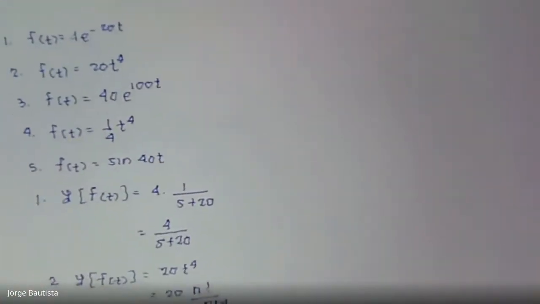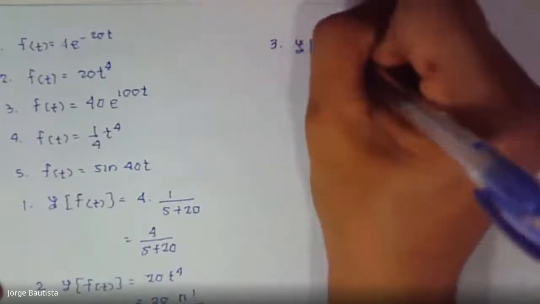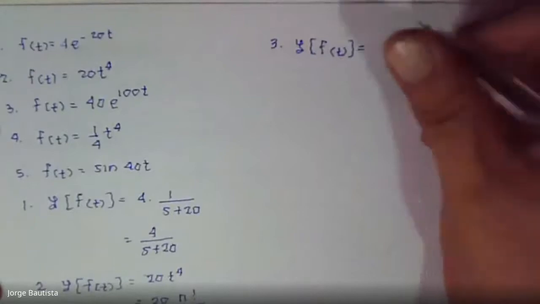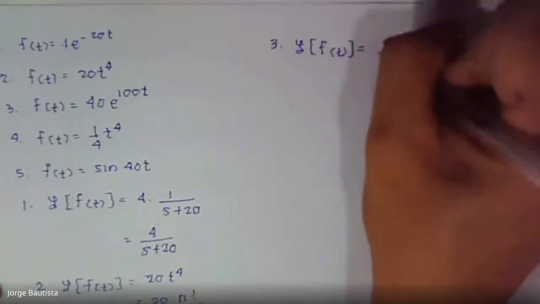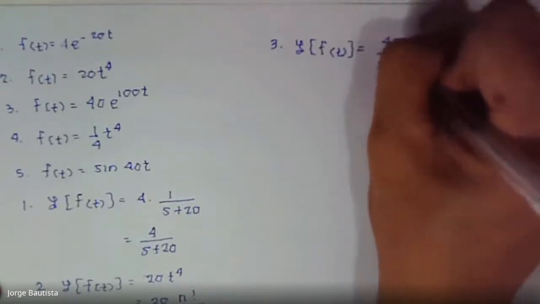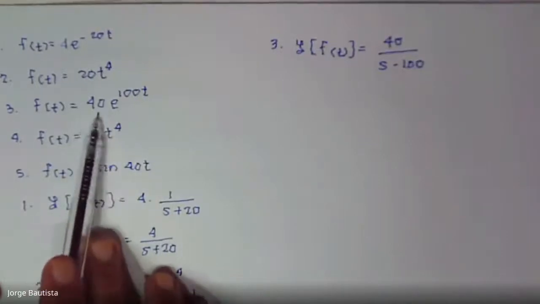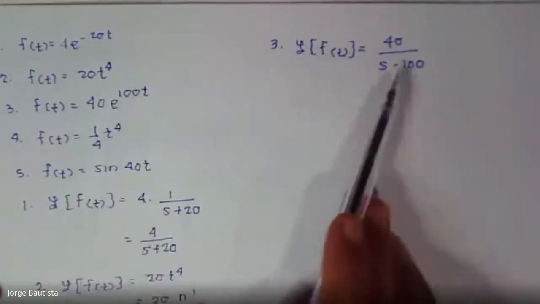Okay, number 3. Dito na tayo. You have Laplace ng function f of t, that is 40 over s minus 100. Diba? Kasi positive yung exponent, so magiging negative yun.